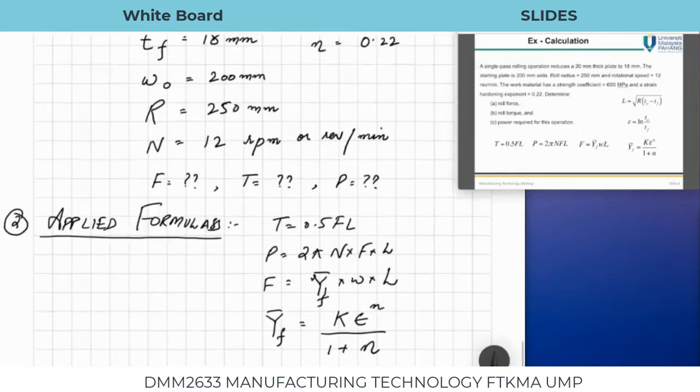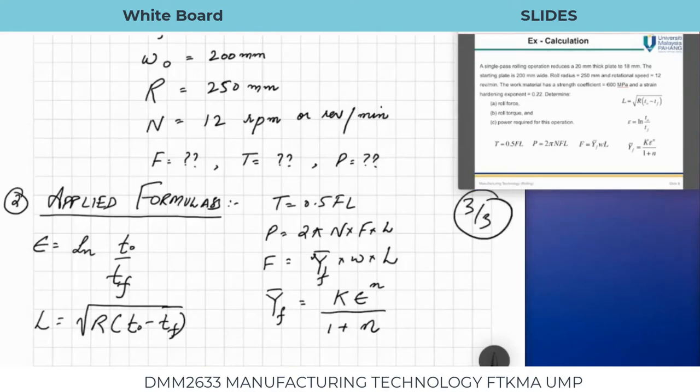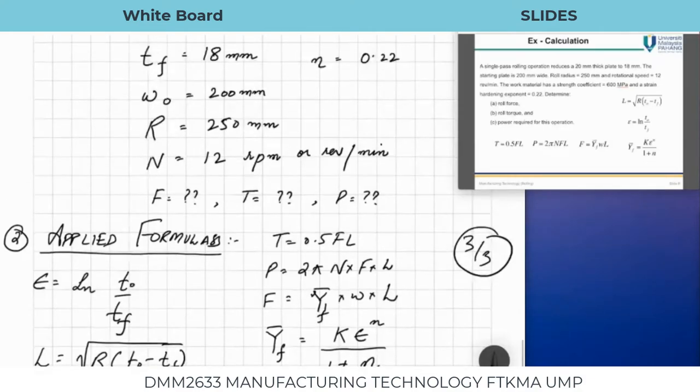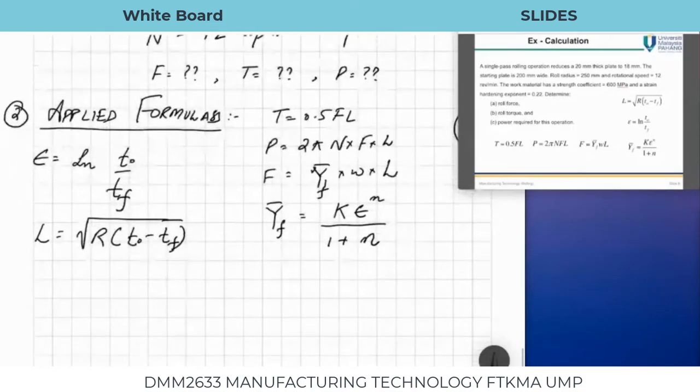And how to calculate strain? Strain is equal to ln of T naught over T final. And the contact length is equal to the square root of R times (T naught minus T f). So these are the given formulas. So this one is 3 out of 3 already, so out of 10 marks, 6 marks are achieved already. Now that we have done the given data and the applied formulas, we move to the solution. You can write solution, you can write calculation, up to you.